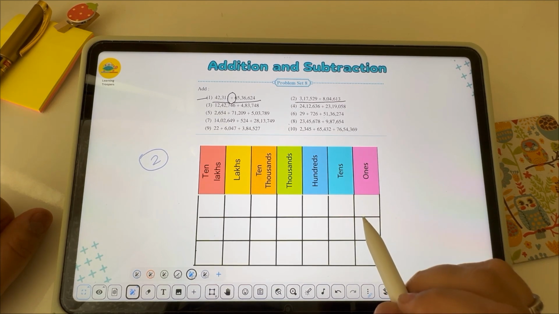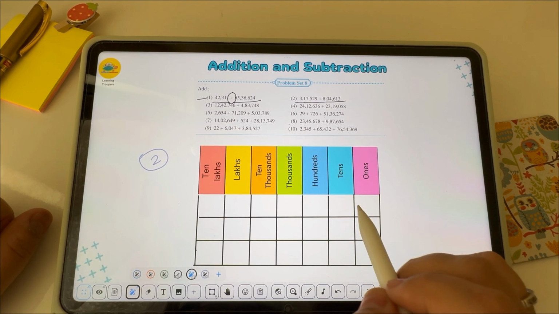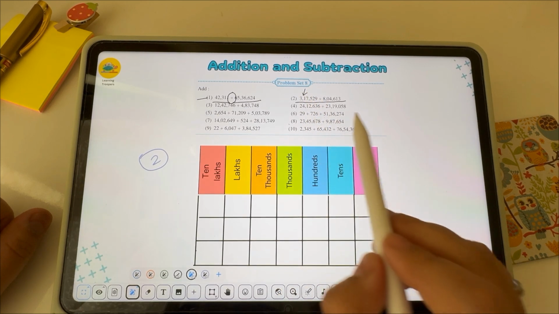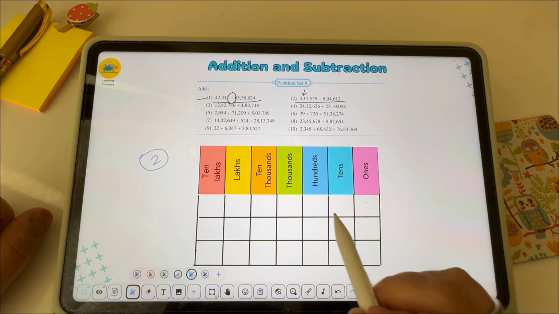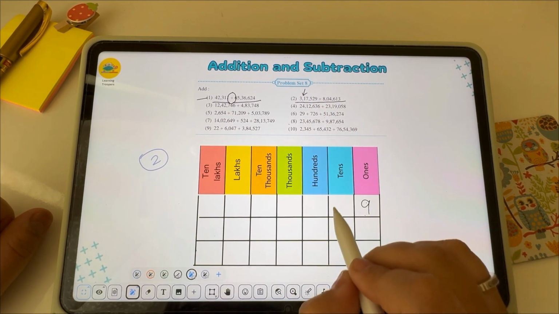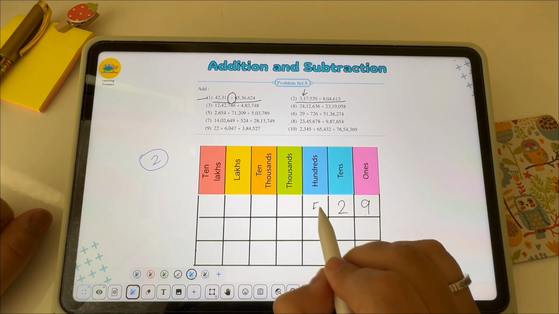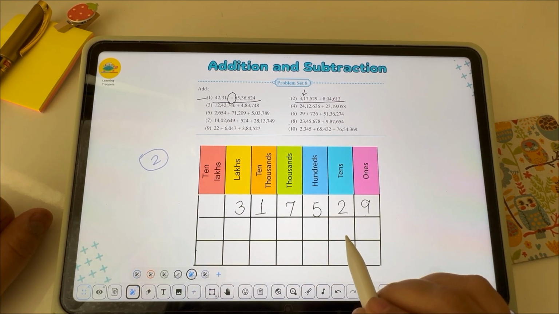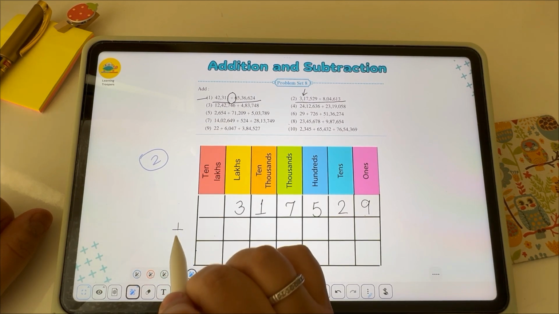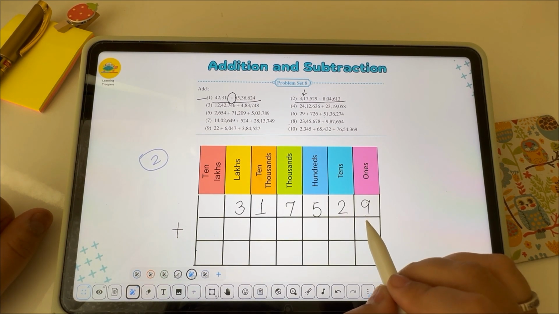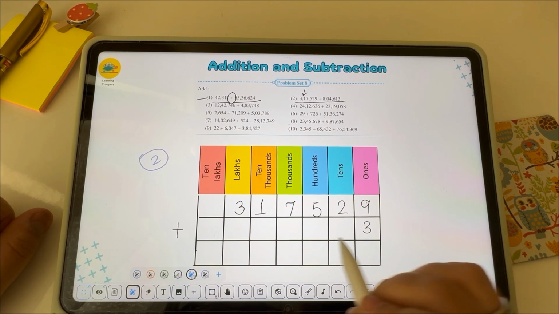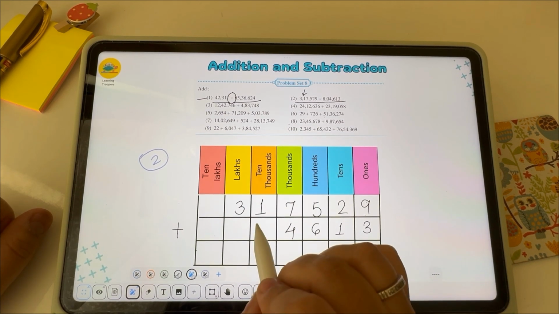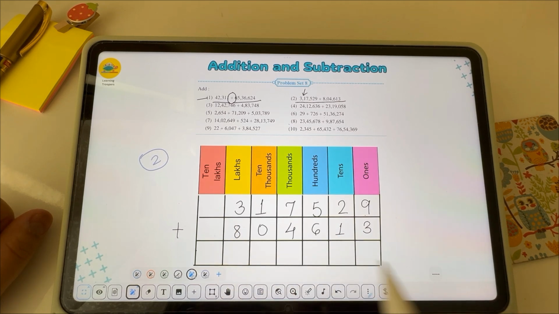What is the method that I just taught you? We'll start filling in numbers from the ones place. So let's look at the first number. 9, 2, 5, 7, 1, 3 plus 3, 1, 6, 4, 0, 8. Okay.